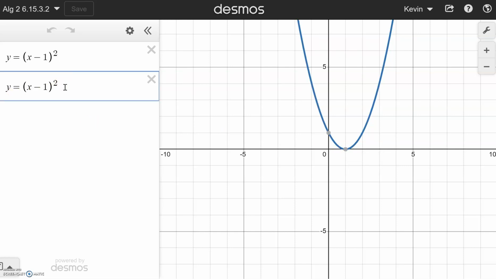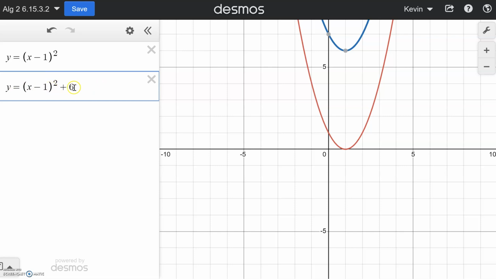Now, what happens with the blue graph if I add 1? Notice it shifts it upward. What if I add 3? Notice it shifts it up 3 units. What if I add 6? Notice it moved it up 6 units. So this -1 inside the parentheses is shifting it to the right 1, and then adding 6 is making it go up 6. So look at my vertex. My vertex is the point (1, 6). And I can kind of see that in my function.